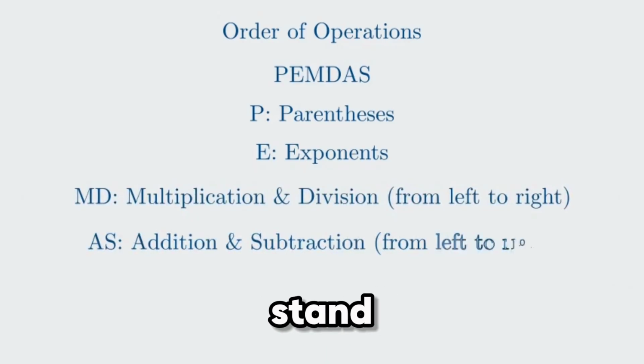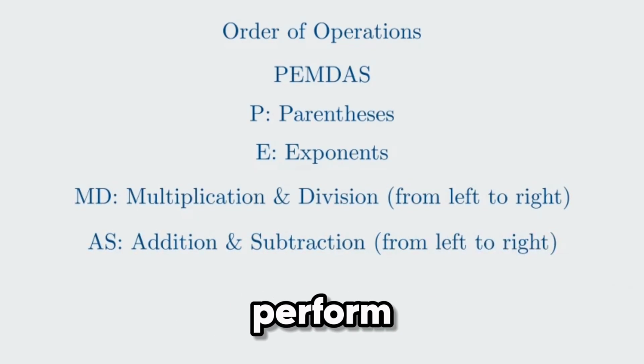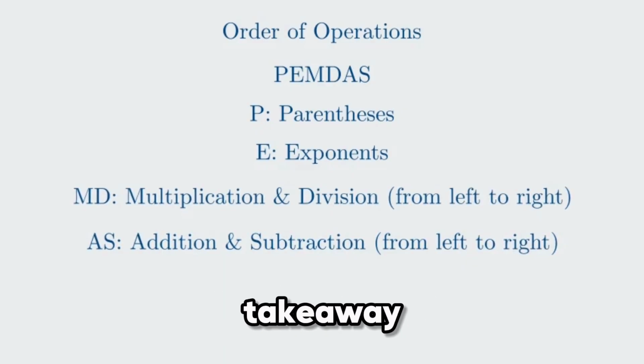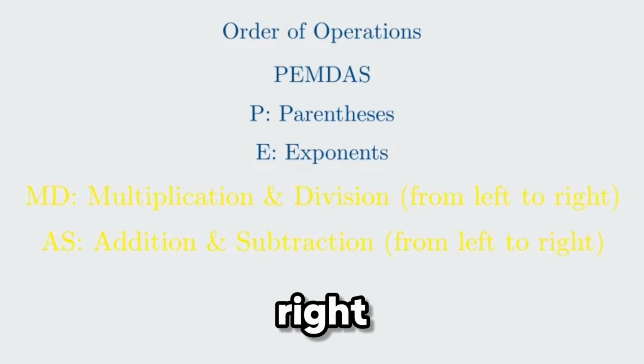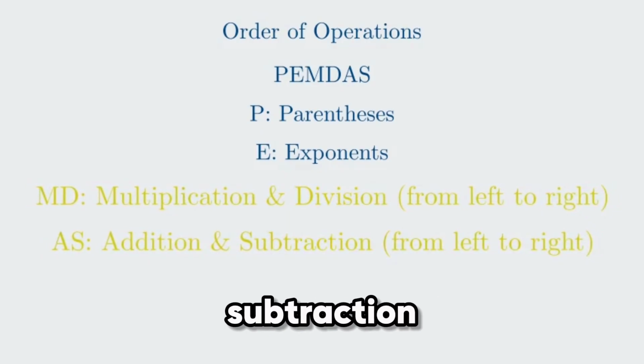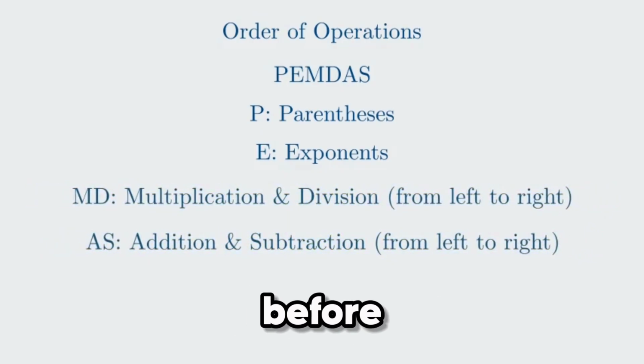The A and S stand for addition and subtraction. They also have the same priority, and you perform them from left to right. So the key takeaway is that multiplication and division are performed at the same level, from left to right, and the same goes for addition and subtraction. We don't always multiply before we divide. Now that we know our rules, let's go back to our problem.